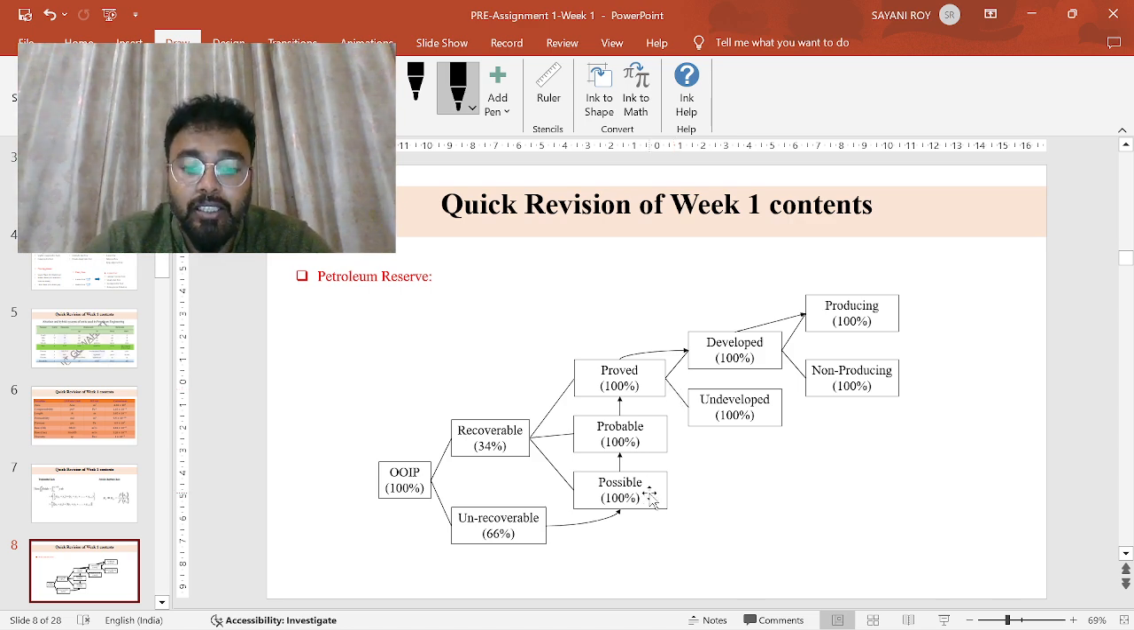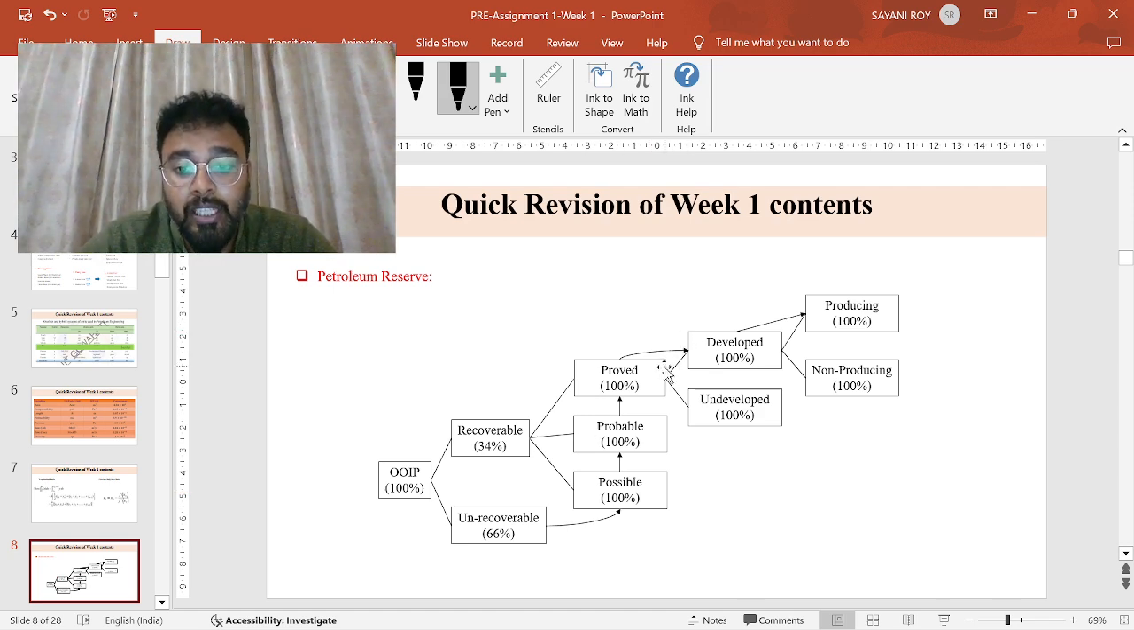And possible reserves are those reserves where, through geological survey and all, we have found out that this amount of reserve is present, but there is still a very vague idea about the percentage and also how much can be recoverable from that.